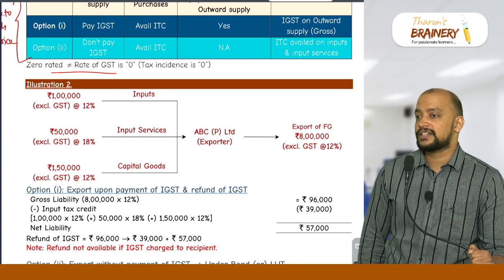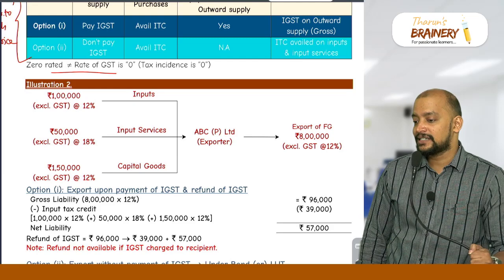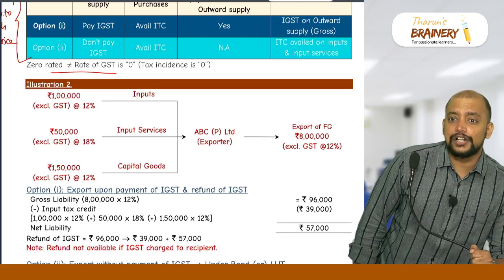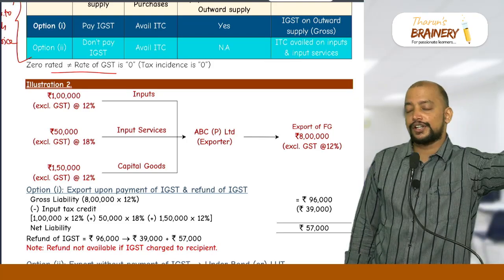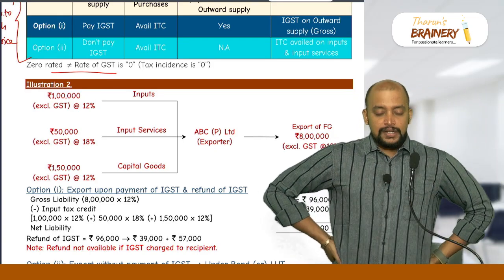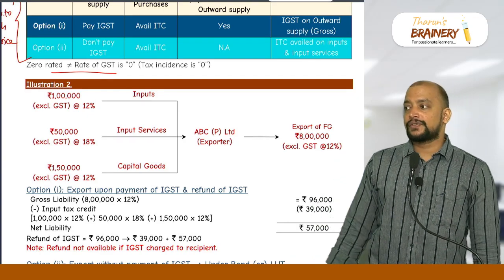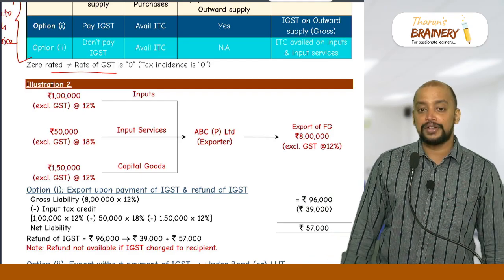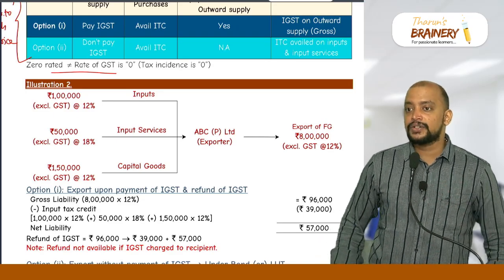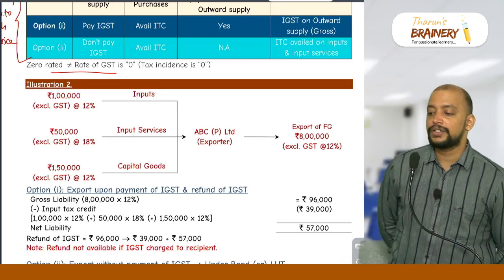Then next, input services, how much? 50,000 into 18%, that is 9,000. Capital goods credit also we can adjust. Yes, capital goods credit also we can adjust. Capital goods, 1,50,000 into 12%, that is 18,000. Now 12,000 plus 9,000 plus 18,000, 39,000.